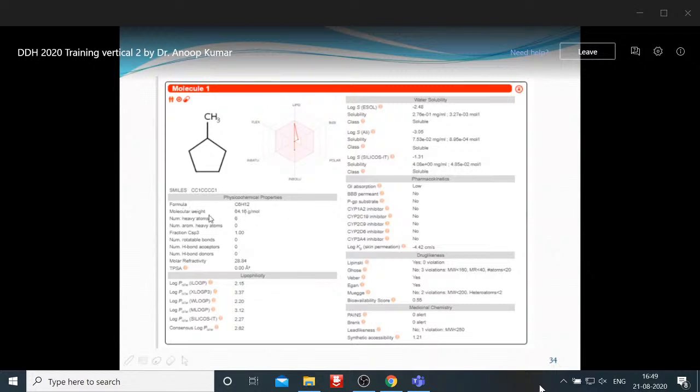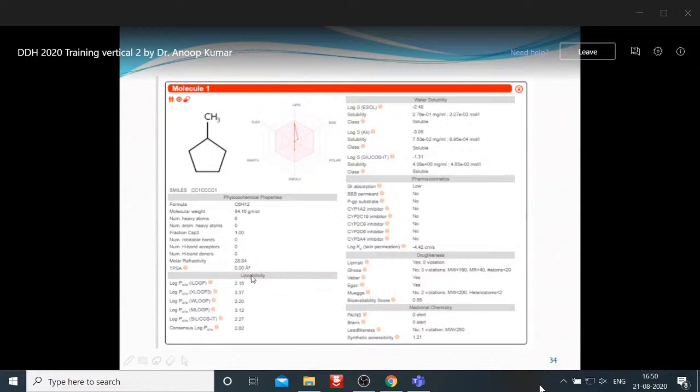It's telling about the formula, molecular weight. This is important information. As I told you, if you would like to know whether this molecule has drug likeness characteristics or not, you have to see the molecular weight. Then you have to see the number of hydrogen bond acceptors, number of hydrogen bond donors, molar refractivity. As I told you, after Lipinski's rule of 5 a modification has happened and scientists have included molar refractivity. This is the total polar surface area that has also been included. So from all these physicochemical properties you will get to know the drug likeness characteristics of the molecules.